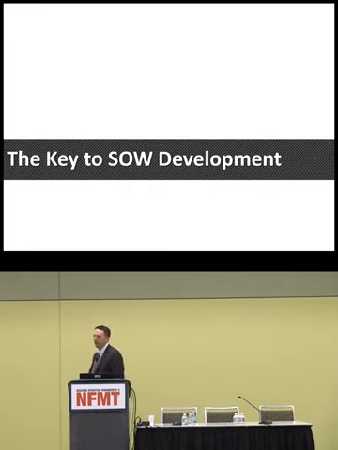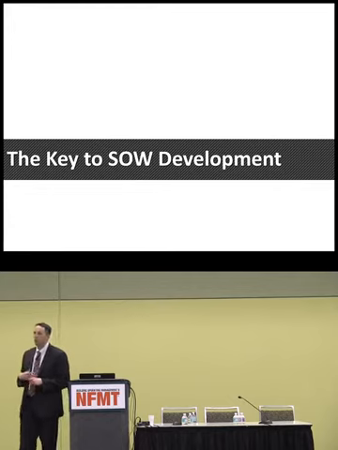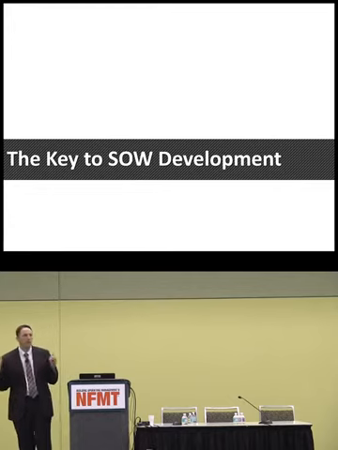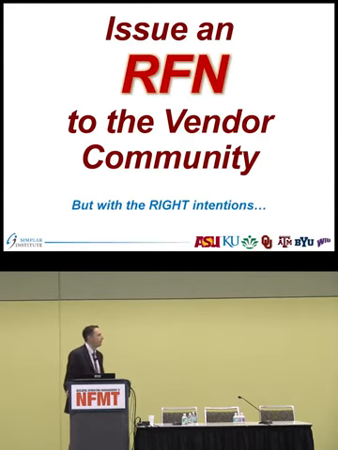So the key to all this is that sometimes we put together our scopes of work and we don't exactly know what to include. Like we have an idea, but we're not exactly sure if this is the best answer to give. And the answer to that is this: issue a request for needs to the vendor community with the right intentions. You might also know this as an RFI, but there are very specific things we do here that make your scope of work development all the more effective.